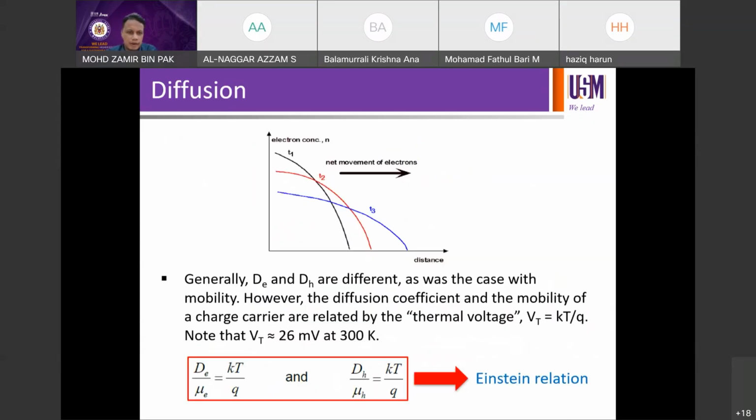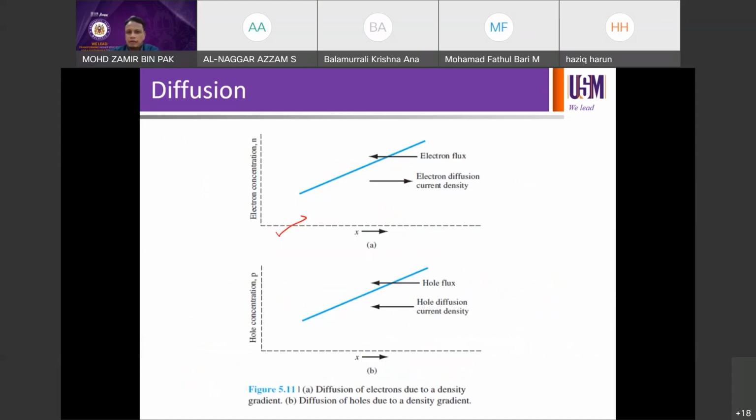So let's now have a look at the direction. You can see the graph of electron concentration on the top, hole concentration on the bottom part. If you have electron flux moving to the left, you're going to get electron diffusion current density moving to the right, pointing in the opposite direction. Here x is the depth or the space where the motion of carriers is happening. This is just an example, okay?